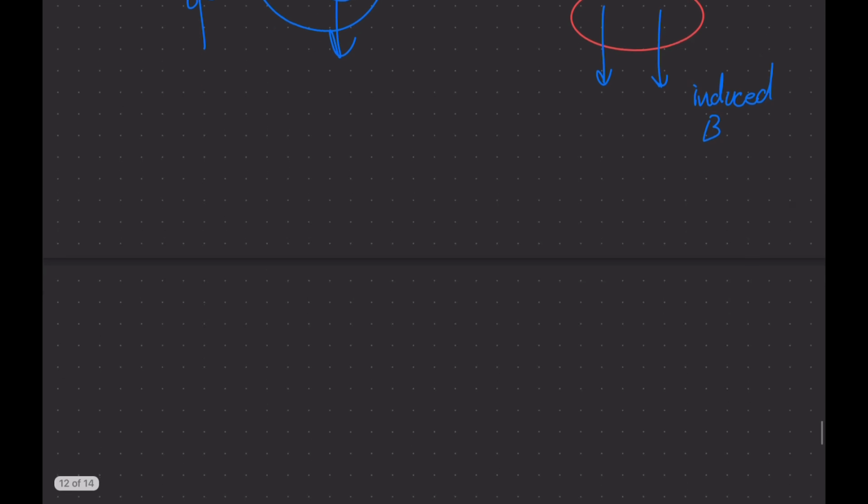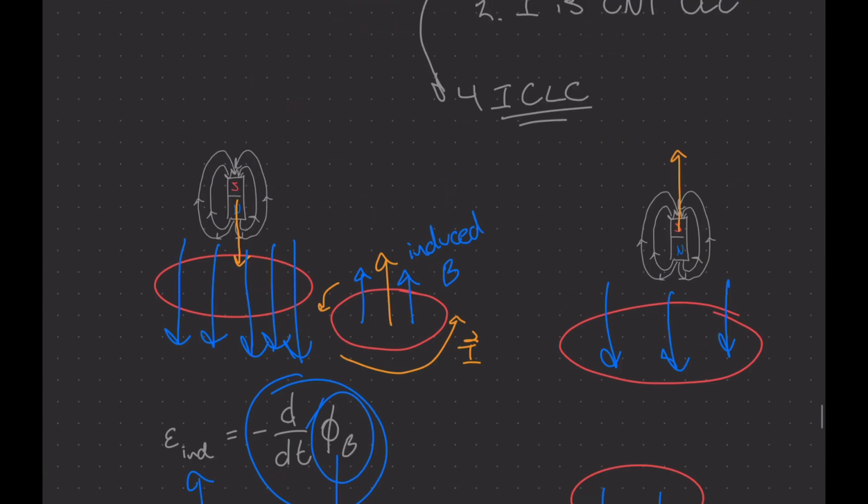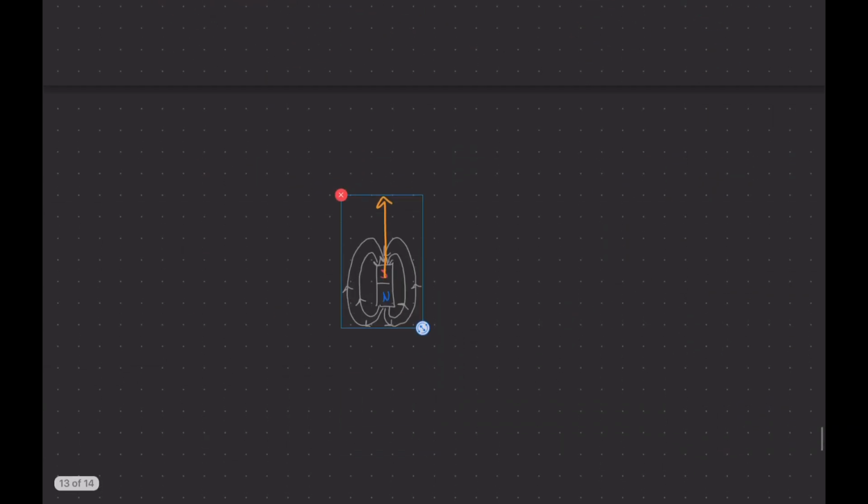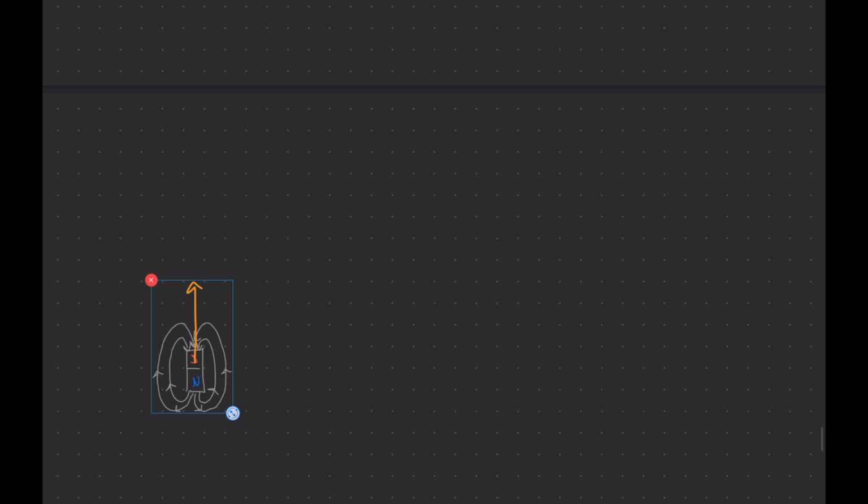Now let's look at the other two scenarios where we have the magnet. I'm going to copy this magnet again. And this time, we're going to see what happens if it is on the bottom side of the loop.